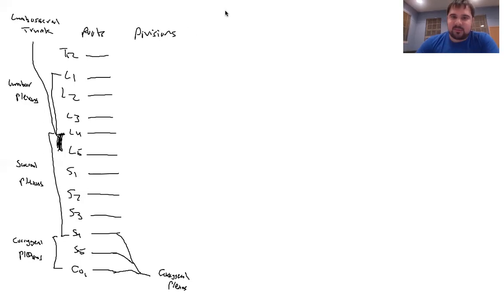Coming back to divisions, how divisions work is that there are going to be anterior and posterior divisions involved with the lumbosacral plexus. To differentiate these, I'm going to turn the anterior and posterior into different colors. Your anterior divisions are going to be in red, and the posterior divisions are going to be in blue. That's the way we distinguish where each one's going. So starting off, we're going to start with the lumbar plexus.